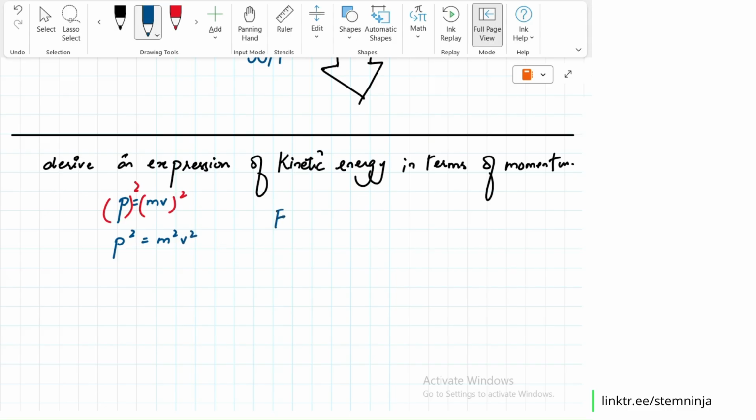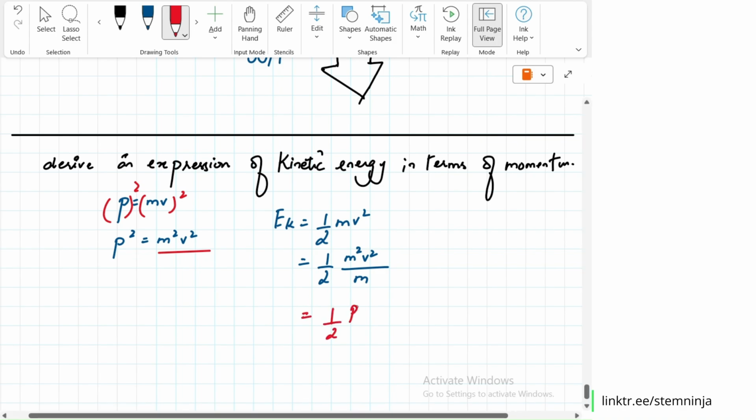Okay, kinetic energy, on the other hand, we know that this is half m v squared. So if you notice the similarity over here, there's only one m missing, so we can rewrite it as half m squared v squared over m, right? So this would cancel out one of the m's. So m squared v squared is your p squared, momentum squared over m.